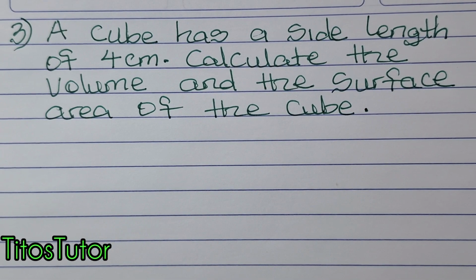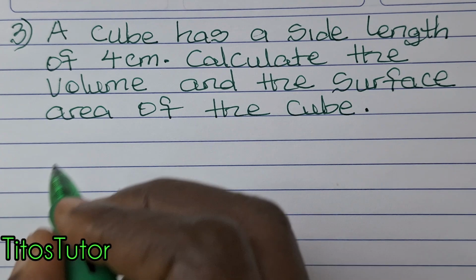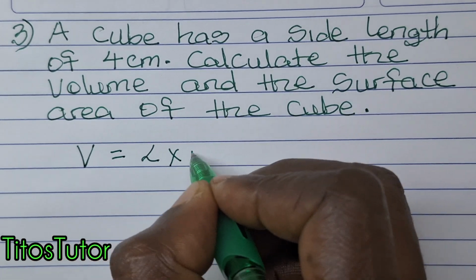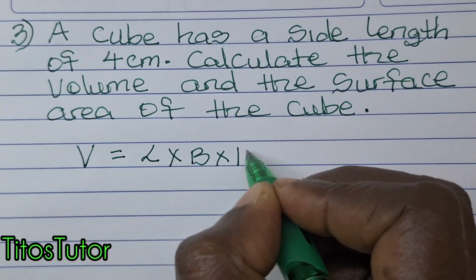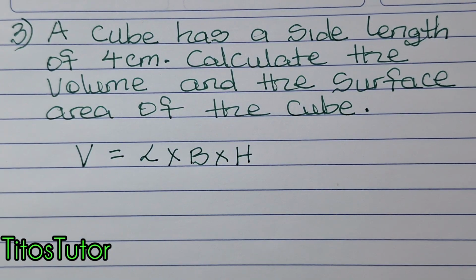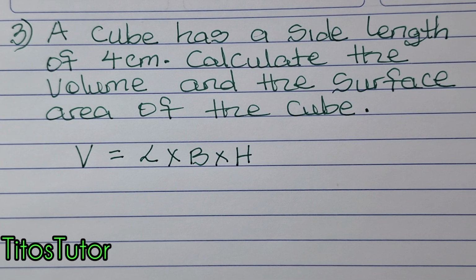Here's question number 3, and it says a cube has a side length of 4 cm. Calculate the volume and the surface area of the cube. Remember, volume V is equal to length times breadth times height, and in this case it is a cube. A cube has all sides equal. The length, the breadth, or the height are all equal.